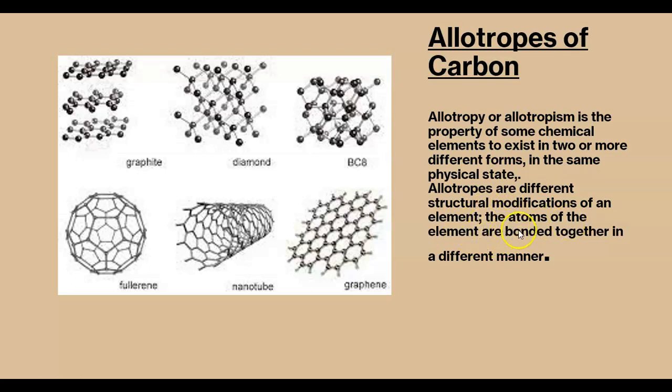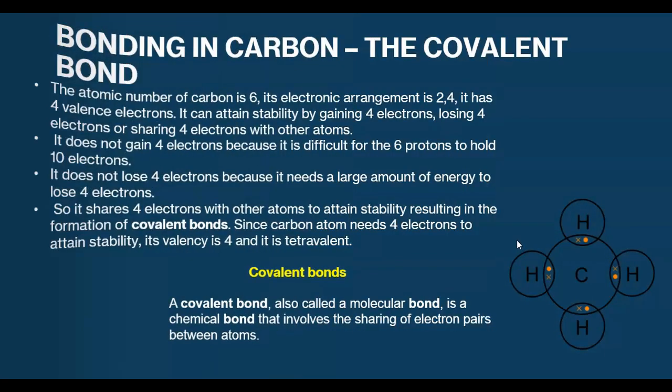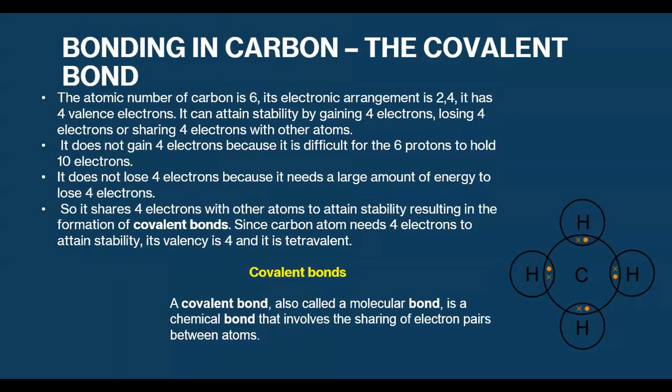The atoms of the element are bonded together in a different manner. So here in graphite you can see carbon atoms are arranged in this particular shape, and in carbon nanotube you can see carbon atoms are arranged in this particular state, and fullerenes, diamonds, etc. So what do you mean by allotropes? Allotropism is the property of some chemical elements to exist in two or more different forms in the same physical state. Then comes our bonding in carbon.